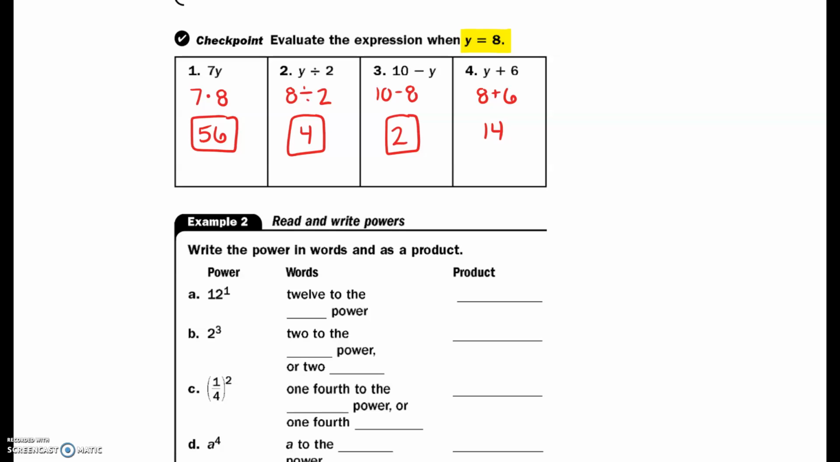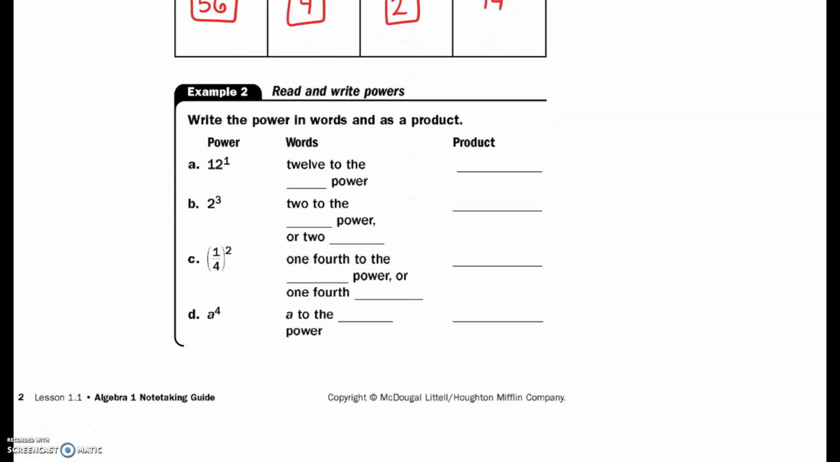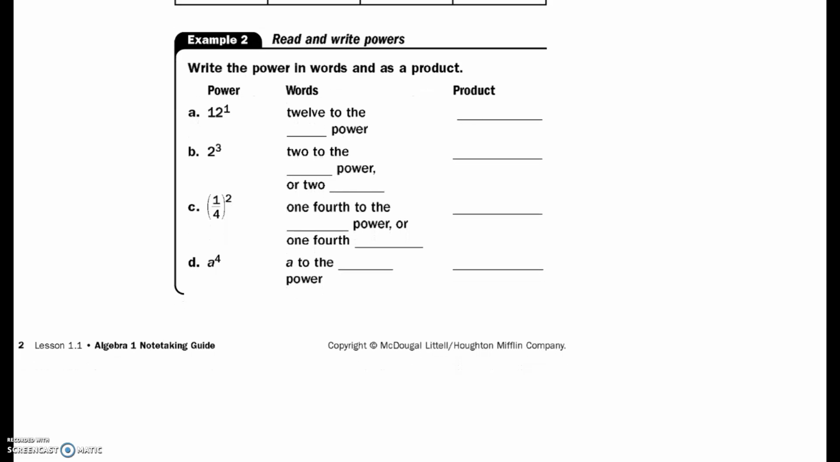We're given a number, we plug it in for the variable, and then we simplify by performing the operation that is given. The other piece to this lesson has to do with exponents. And as we look at these, we want to get familiar with the proper wording and how we should actually say each one of these expressions. So our directions say write the power in words and as a product.